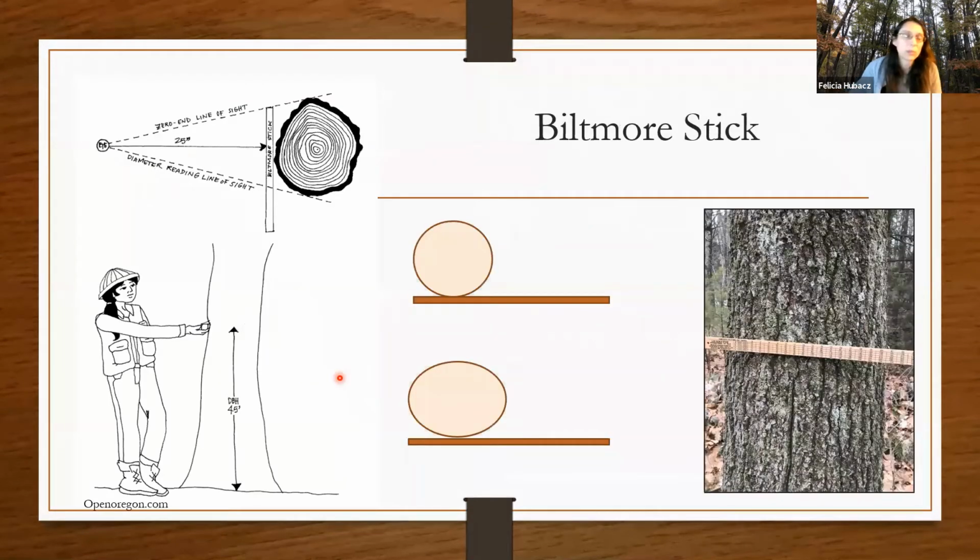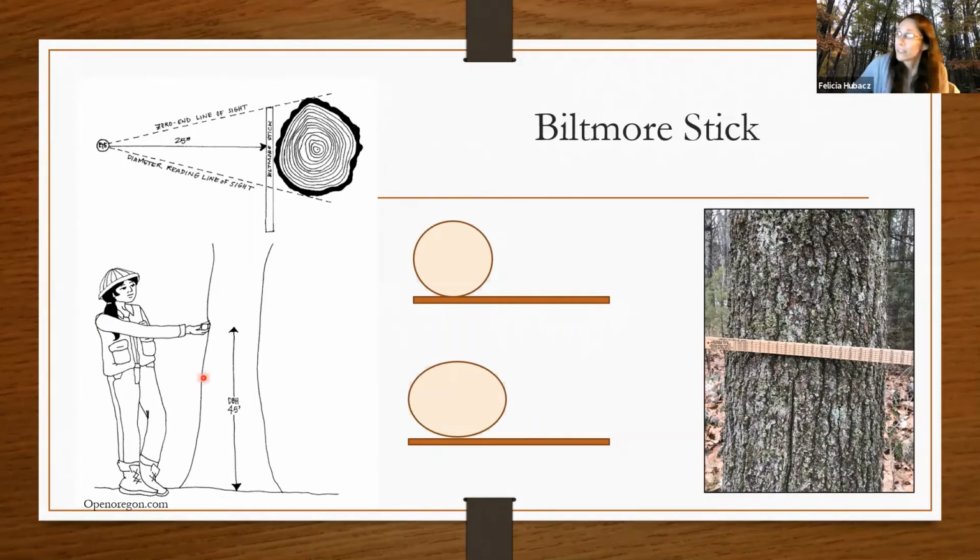So using the Biltmore stick, let's look at this diagram here with this lovely young lady. I took this image from openoregon.com. It's a really nice resource. It's forest measurements, and they really get into the discussion and some of the math. So if you're really interested in forest measurements, you get a kick out of it, I would recommend that you look that up and read it. You'll get a little bit more out of that.